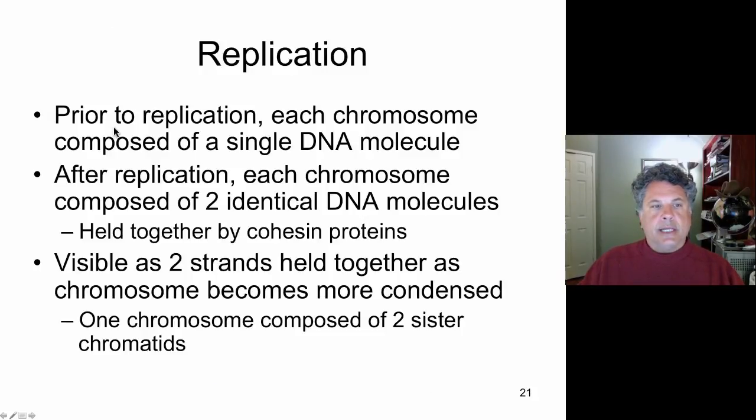So let's talk about replication briefly and talk about chromosome structure in that context. Prior to replication, each chromosome is a single DNA molecule, but after replication, each chromosome has 2 identical DNA molecules, and those molecules are held together as sister chromatids with DNA and their associated proteins, and the chromatids are held together by cohesin proteins that we'll talk about in a little while. And during mitosis, these become visible as 2 strands held together. So one chromosome at the mitotic phase of the cell cycle is composed of 2 sister chromatids held together.